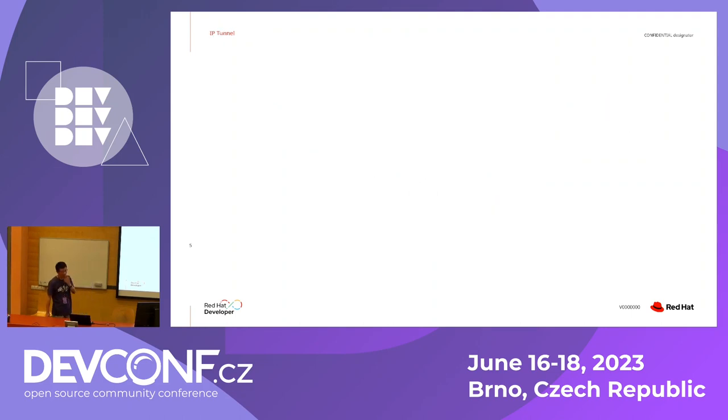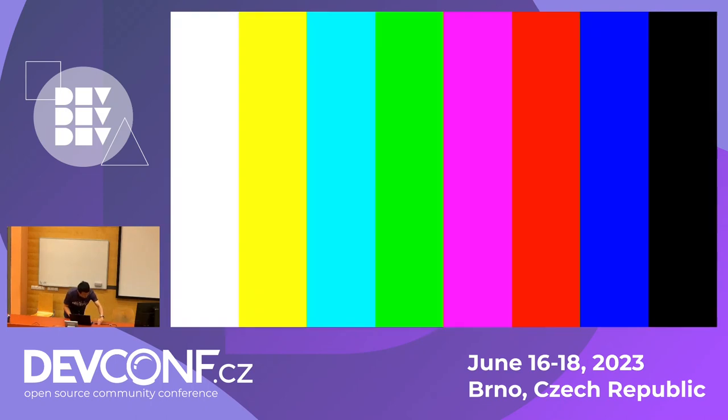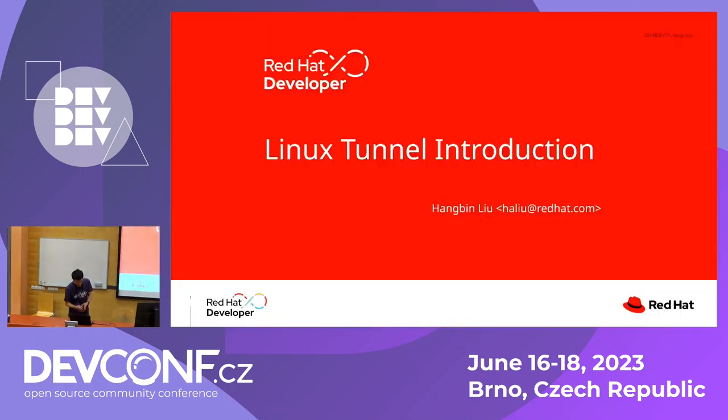So let's see what a packet looks like in the network. First, you see is the... Let's wait. Okay.